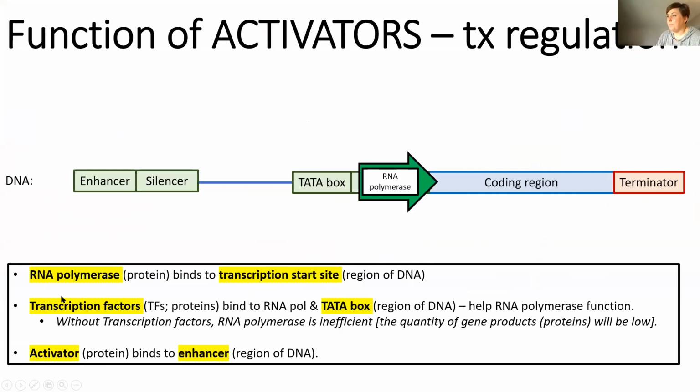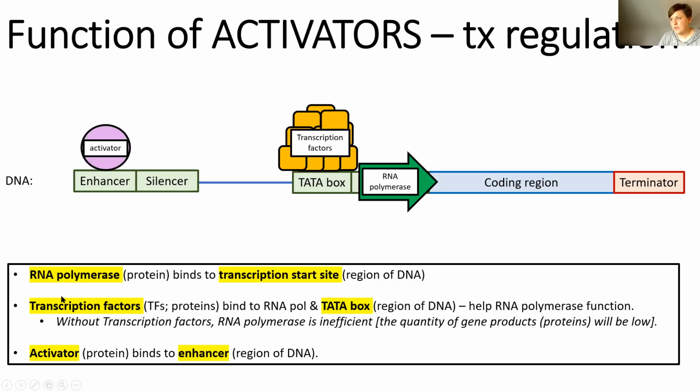Right. RNA polymerase binds to the transcriptional start site, and transcription factors bind to the TATA box and to RNA polymerase to collectively form the pre-initiation complex. In an inducible gene, a transcription factor called an activator would then bind to the enhancer region.